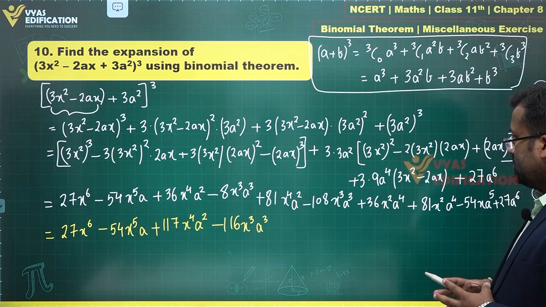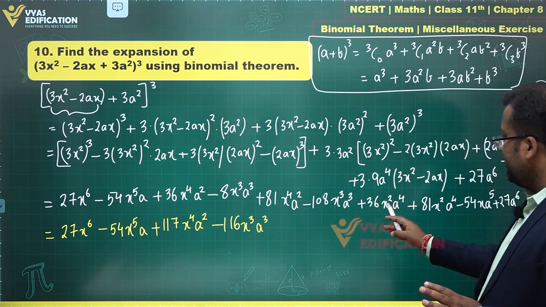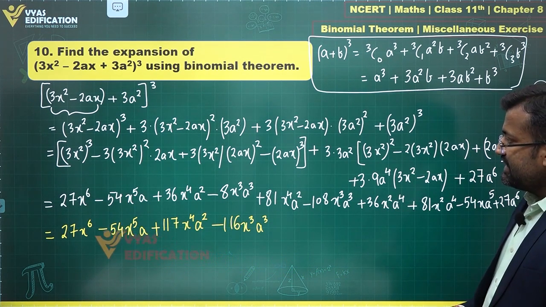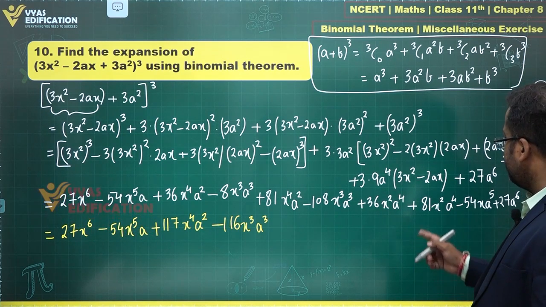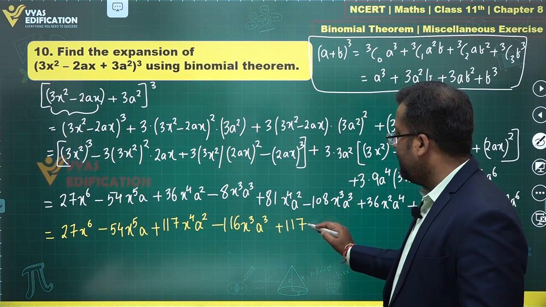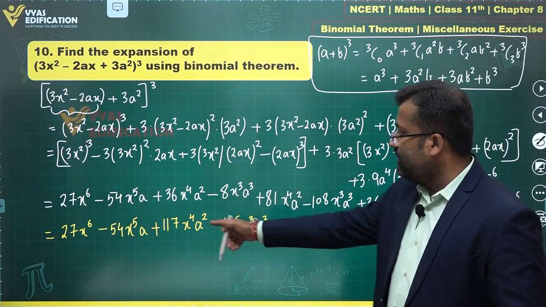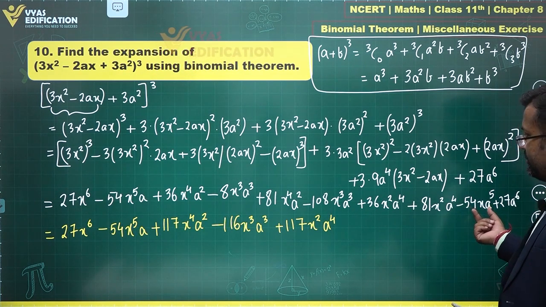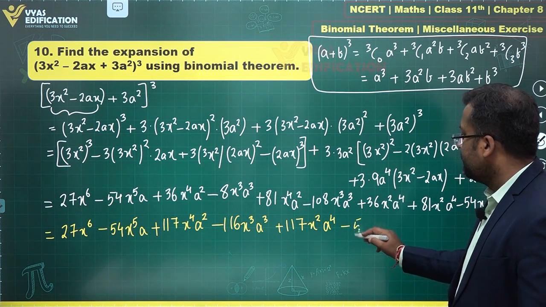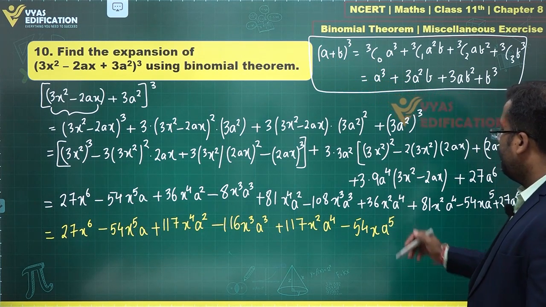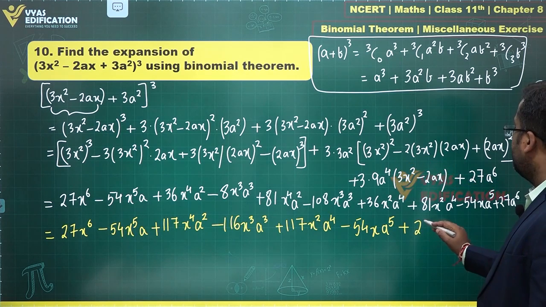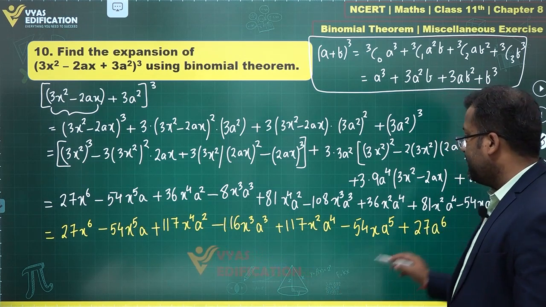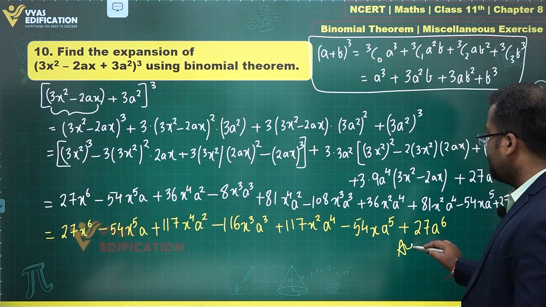X power 4 is done, x power 3 is done. Let's focus on x squared next. These are two terms containing x square, 81 and 36. 81 and 36 added together will be 117. As you have just seen, this is plus 117 x square a power 4. Next, what you have is x a power 5. Is this the only term? Yes, this is the only term of x a power 5. What next? 27 times a power 6 is what I get. And yes, that's all. This is the complete simplification of that expansion.